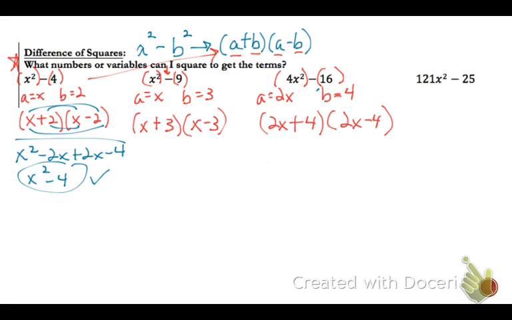Now let's just do our A and our B term in our head. So what can we square to get 121? 11. And then to get x squared, x. And then what can we square to get 25? 5. And what we have there are the factors of all of these difference of squares.